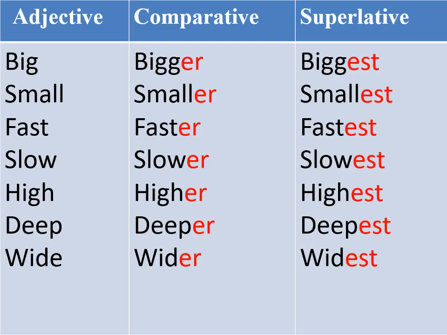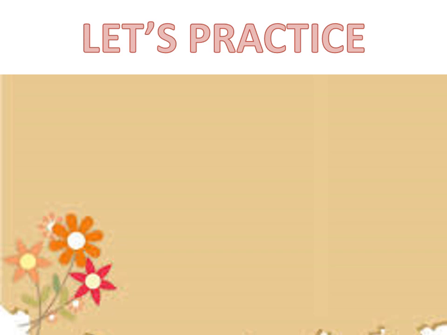Now, let's take a look at the table. We have adjective, comparative, superlative. Big, bigger, biggest. Small, smaller, smallest. Fast, faster, fastest. Slow, slower, slowest. High, higher, highest. Deep, deeper, deepest. Wide, wider, widest. Let's practice.